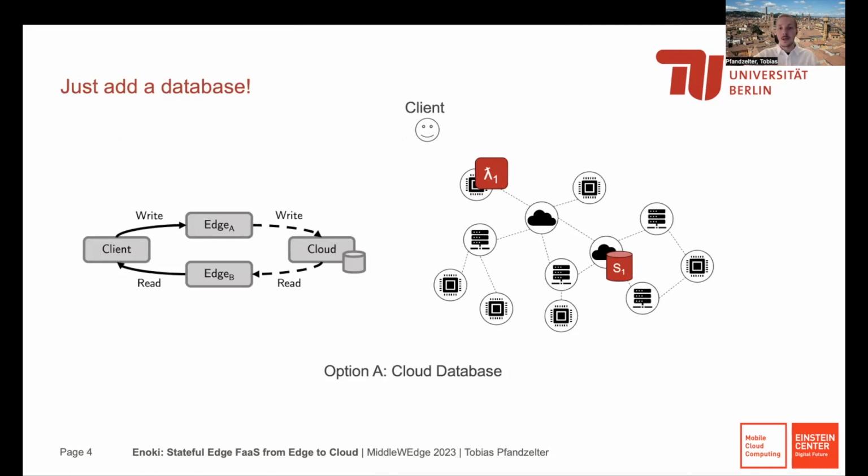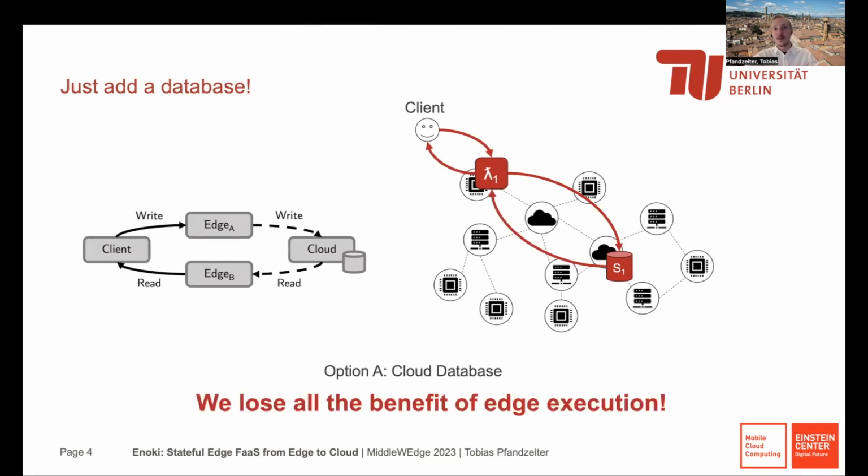We have a client that connects to some Lambda running at some edge location. That Lambda has to then pull in state from some database, which looks great in the cloud. But if you have this additional latency to the cloud from the edge, then you basically lose all the benefits of edge execution.